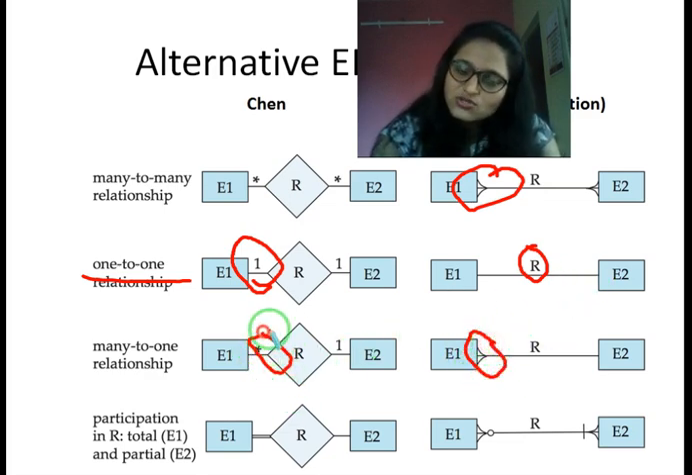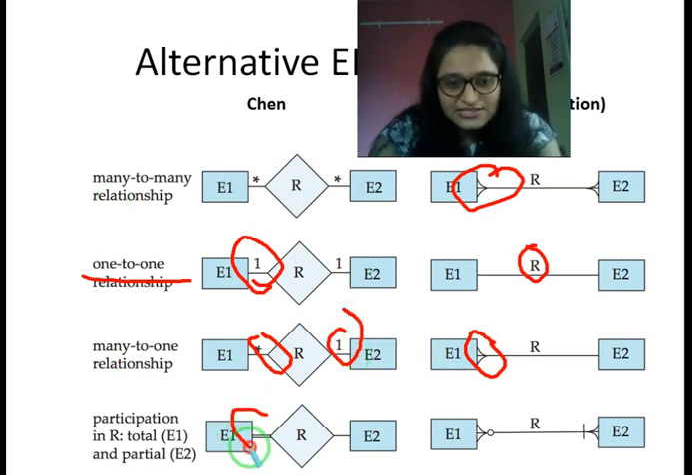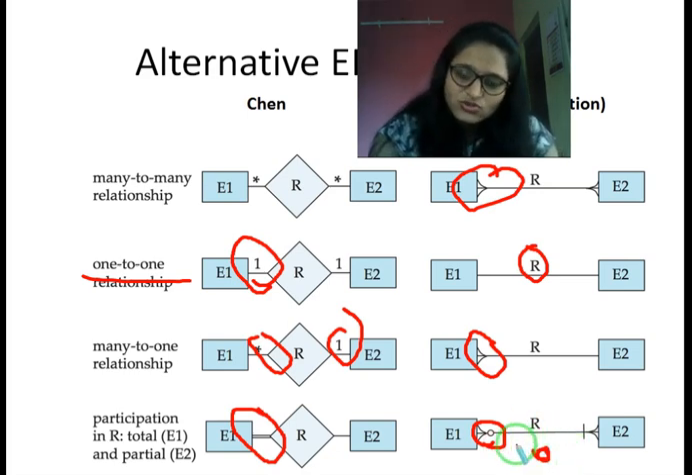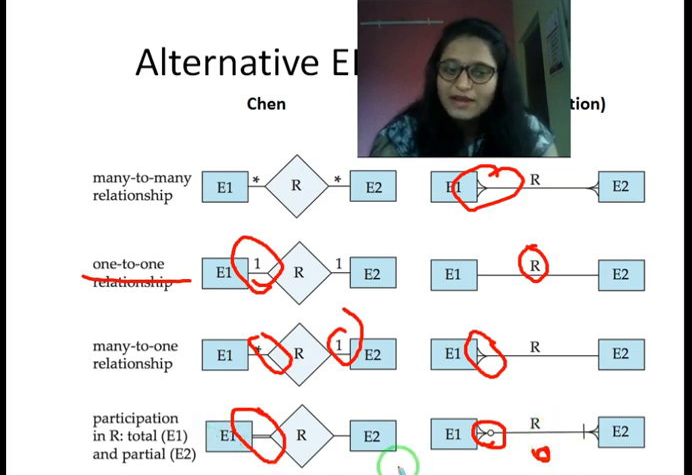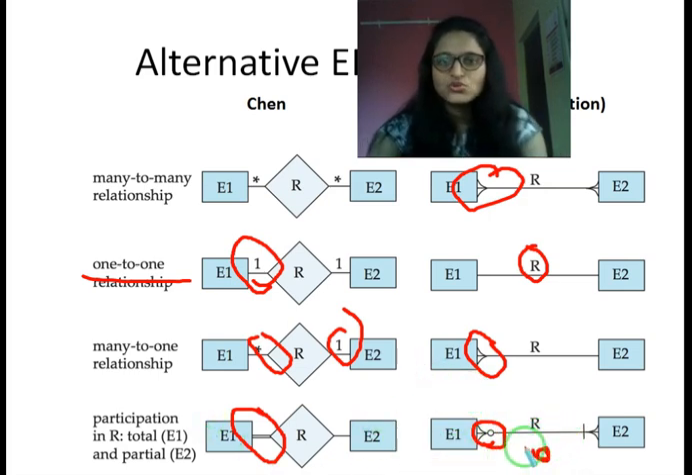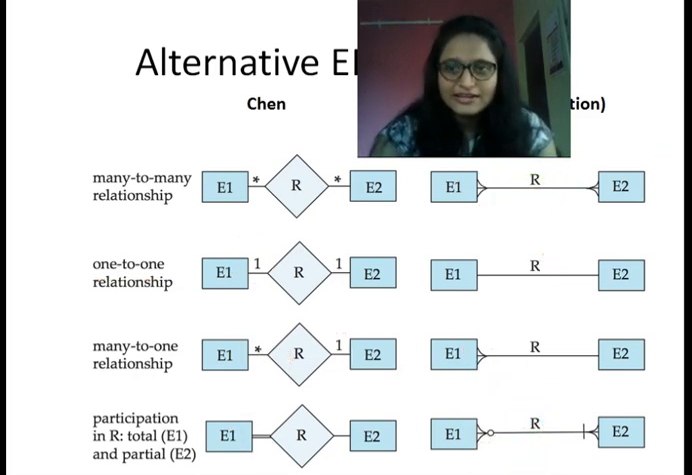This symbol is for many relationship, right? Star is also for many relationship. One is for one relationship. Total participation is denoted by a double line. If a line ends with a circle at the end, this is also termed total participation at this entity side. So these are some alternative notations for the cardinality constraint.